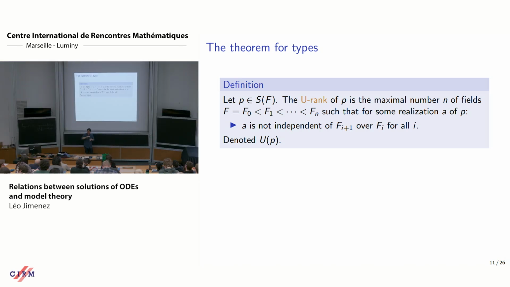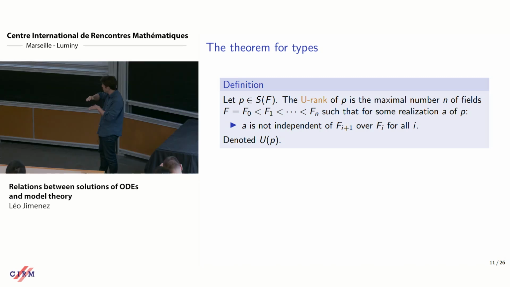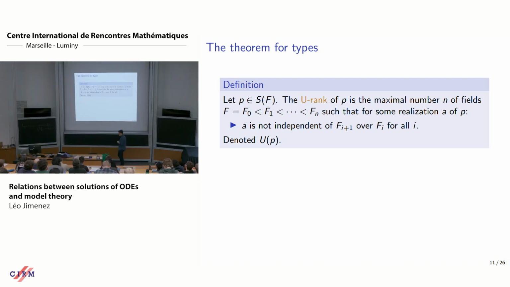Okay, so at each step I add some relation. And the U rank is the maximal number of times I can do that, the maximal number of times that I can add a differential algebraic relation. So we call that the U rank.